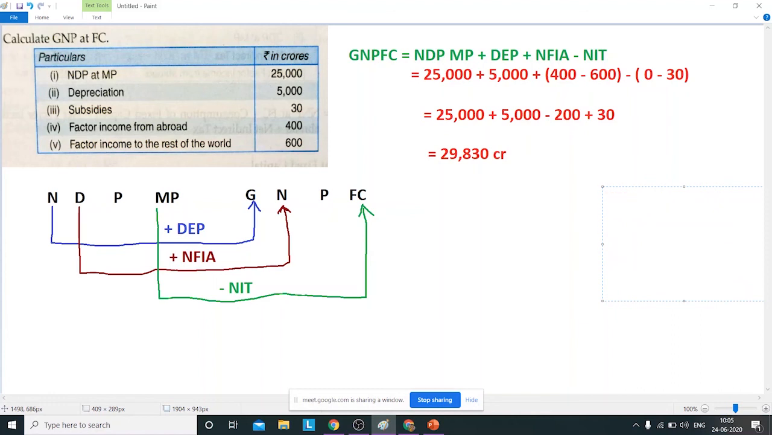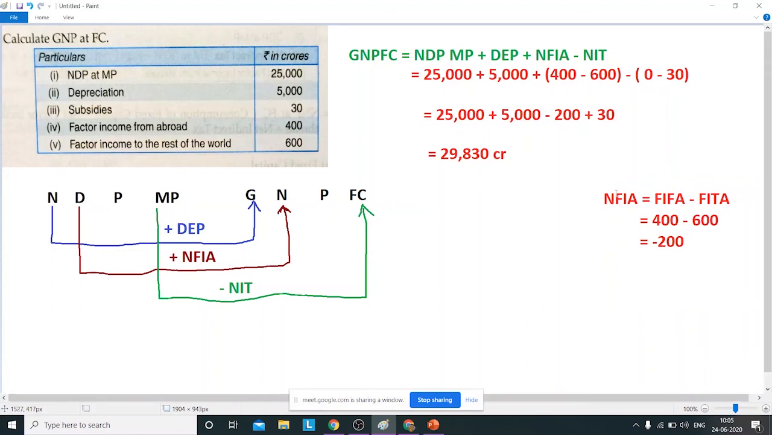NFIA is equal to factor income from abroad minus factor income to abroad. Then I will write equal to, how much is factor income from abroad? It is 400 minus 600. So it will be minus 200. This way separately you can do and write here, or else you use bracket, then bring it outside the bracket. So this way also you can perform the same. Answer will be the same. So sign you have to take much care of. That is the only thing.